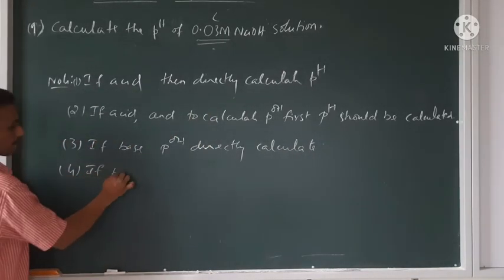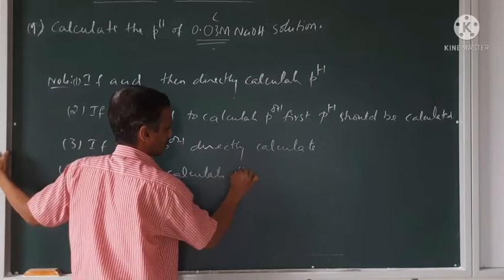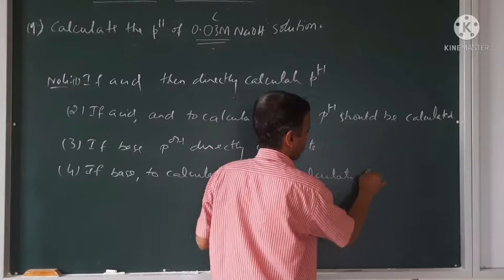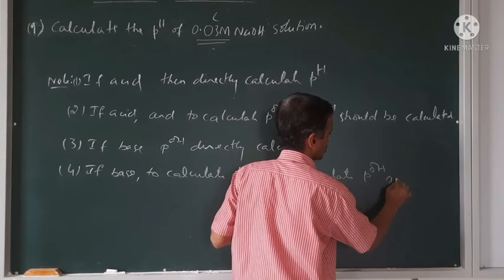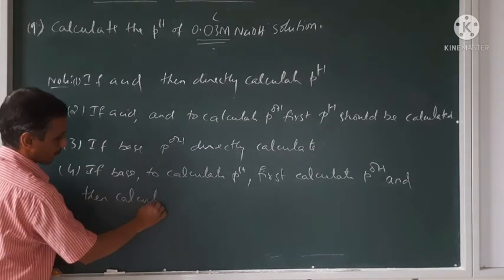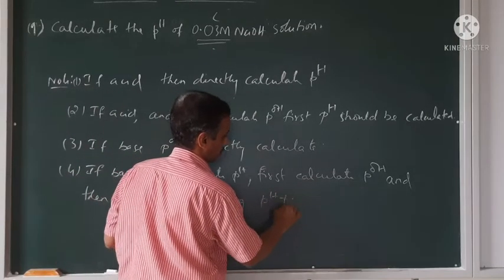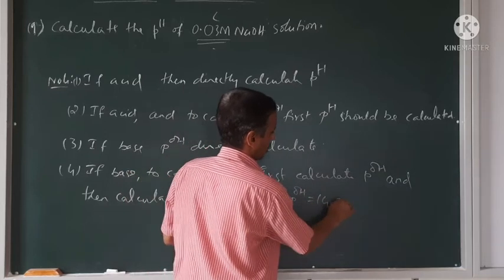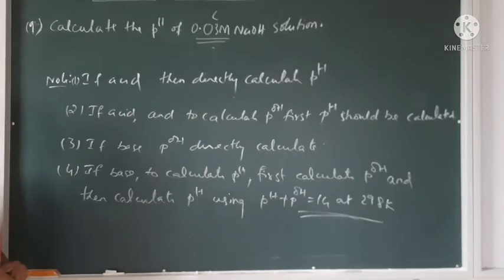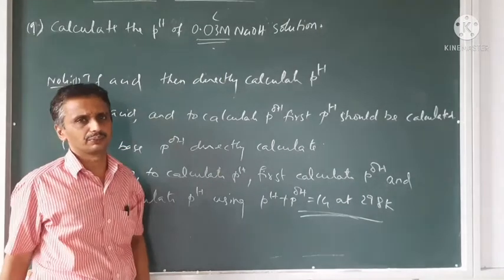If base, to calculate pH, first calculate pOH and then calculate pH using pH plus pOH is equal to 14 at 298 Kelvin. This formula, note it properly. This one is a base, so I should calculate the pOH first, then only the pH can be calculated.